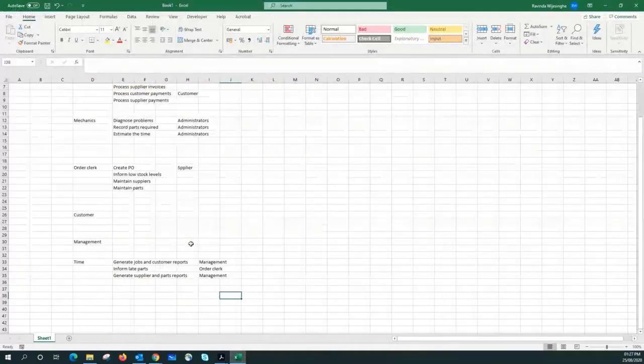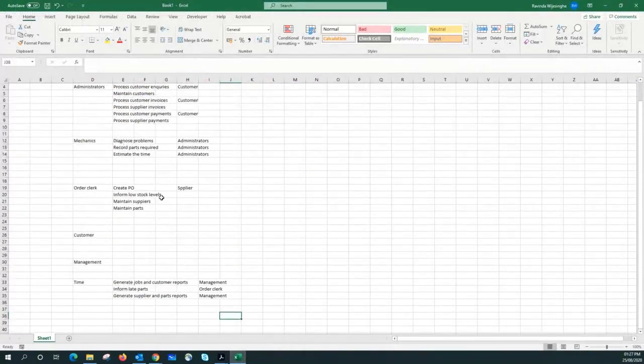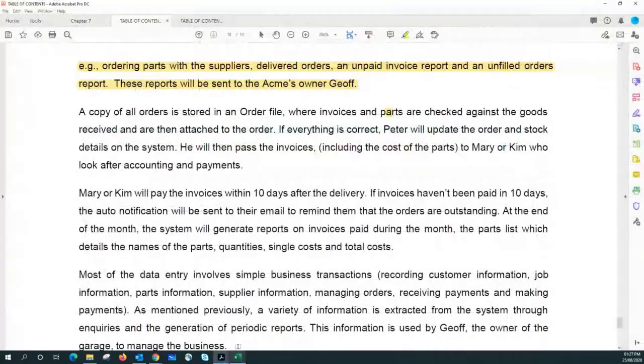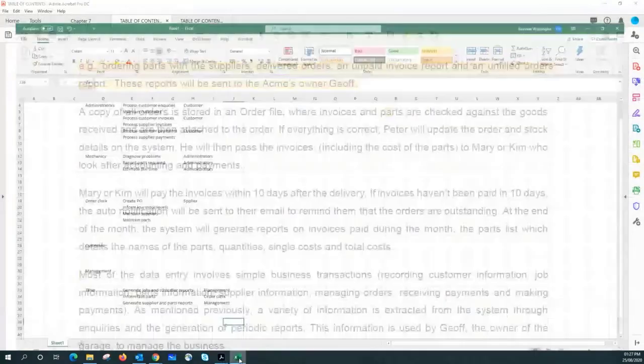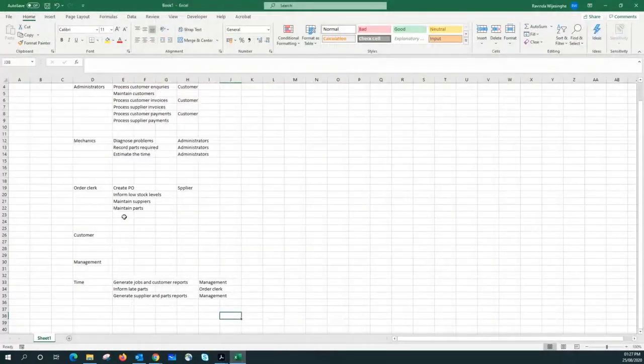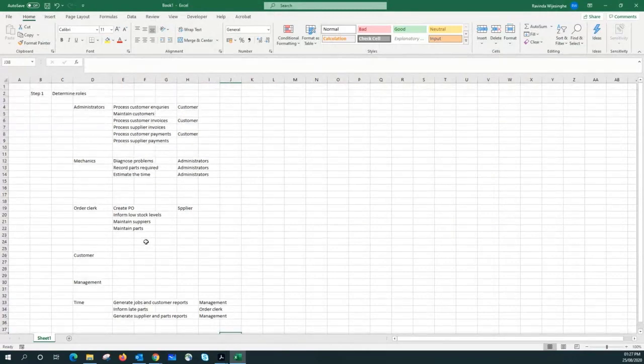Right? So that means when the invoices come, because invoices come with the order, right? So it looks like the processing supply invoices use case can be accessed by the order clerk as well, right? Not only the administrator.